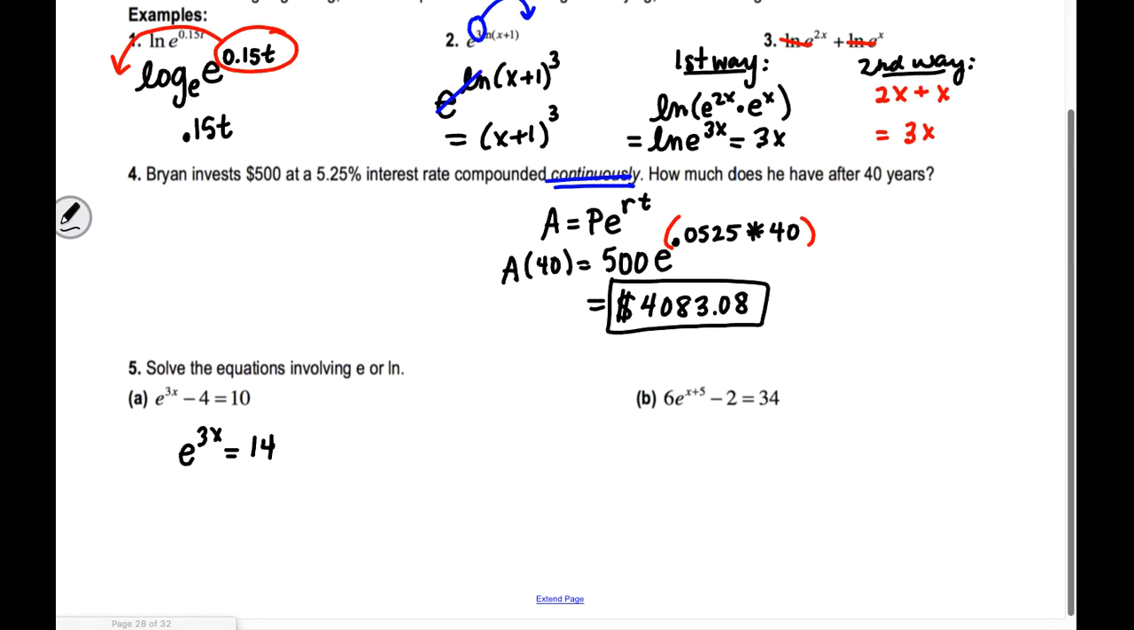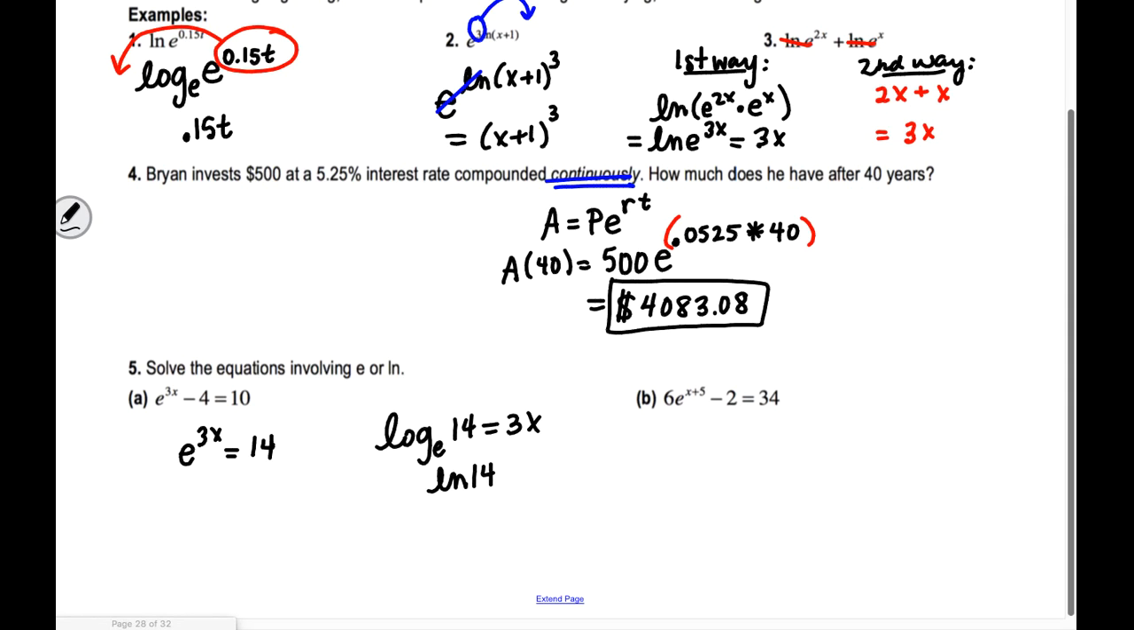And I'm going to take the natural log of both sides because I want to get rid of that e somehow, and I want to somehow drop the 3x. Okay, so you could switch forms. Do you guys remember how we switched forms? If I switch the form, I would have log base e of 14 equals 3x. Right, that's how I would switch forms. But what was log base e? ln. So that is natural log of 14 equals 3x.